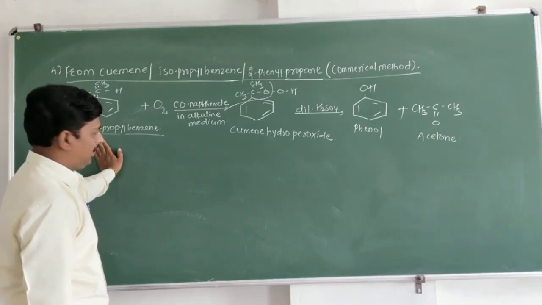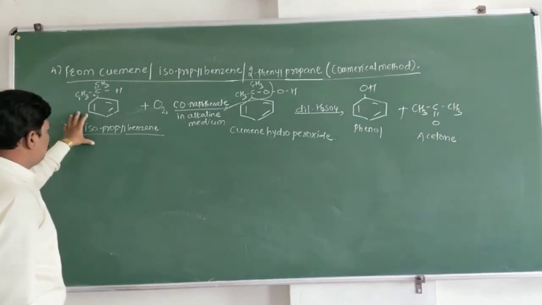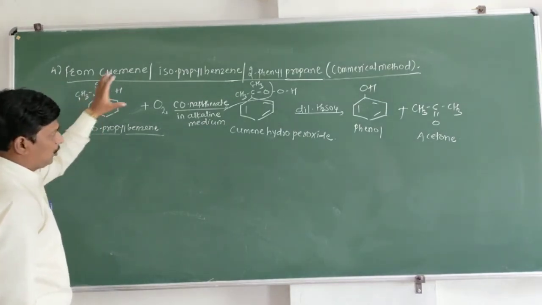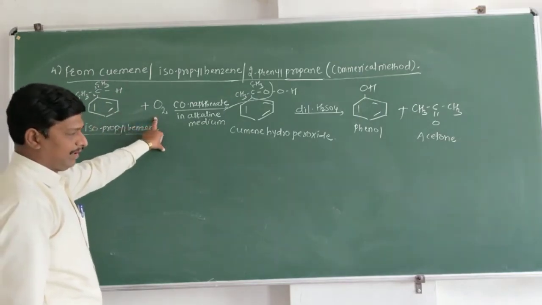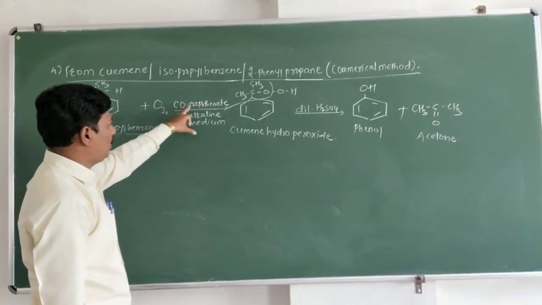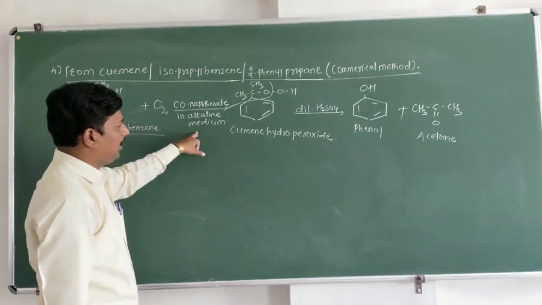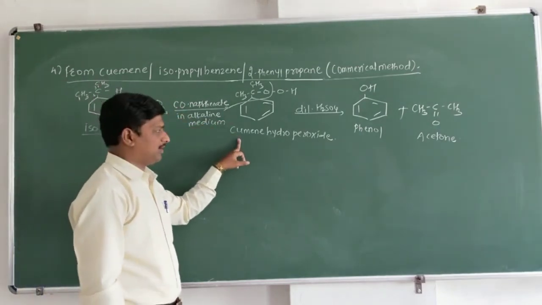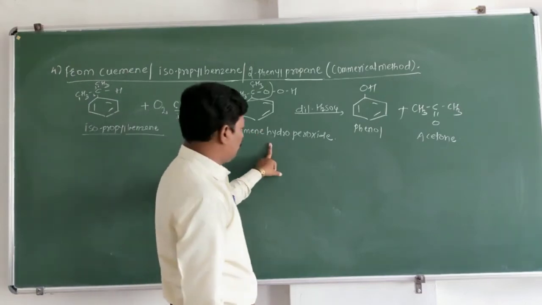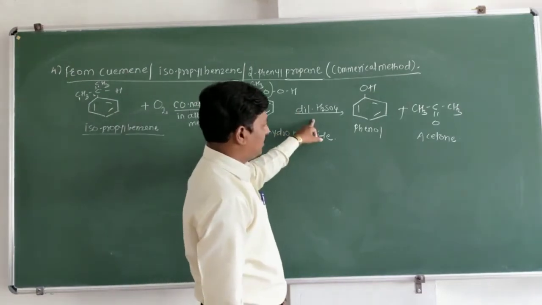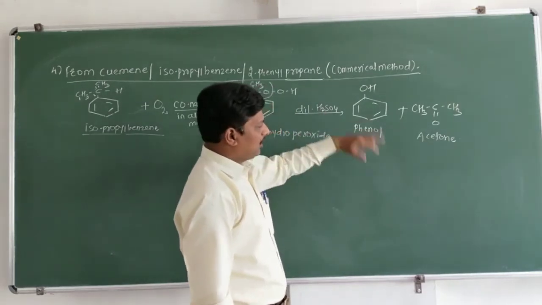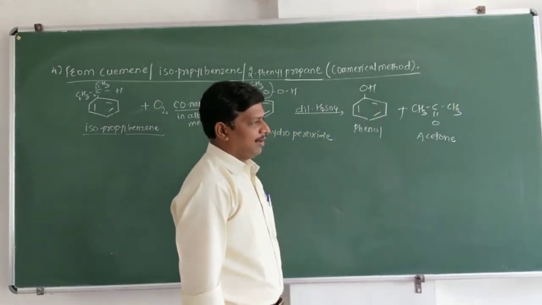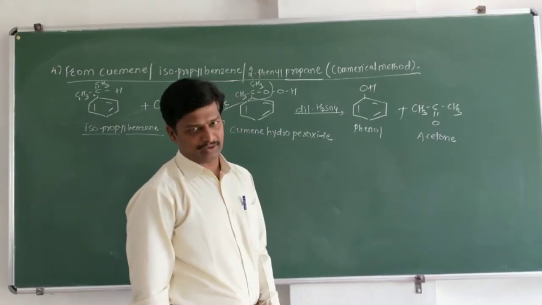What happened in this reaction here? Now when cumene, or isopropyl benzene, or 2-phenyl propane gets oxidized by the air in the presence of cobalt naphthenate in an alkaline medium, it forms cumene hydroperoxide, and this cumene hydroperoxide on acidification finally forms phenol. And the important byproduct obtained in this reaction is acetone.